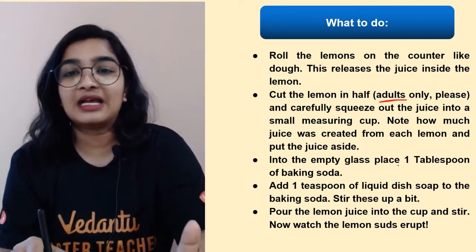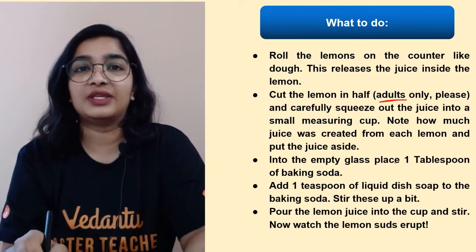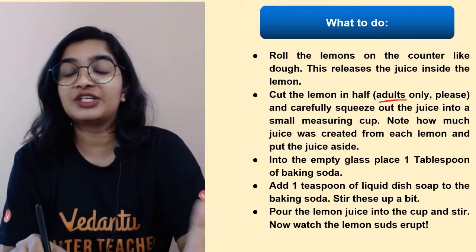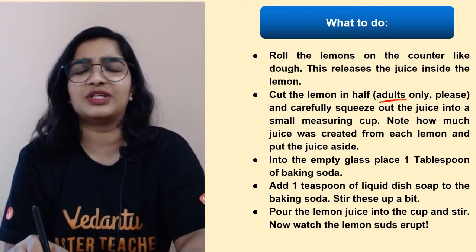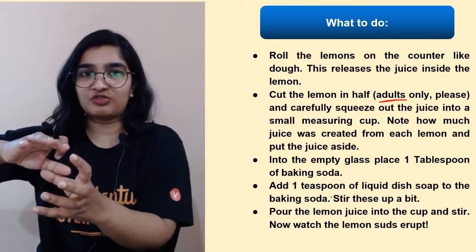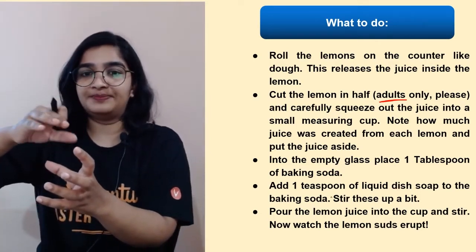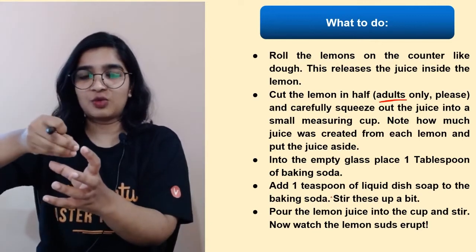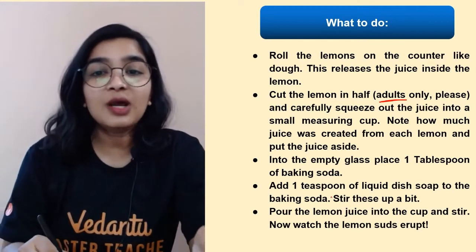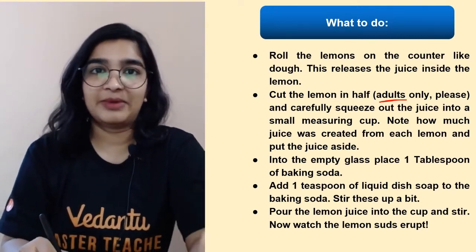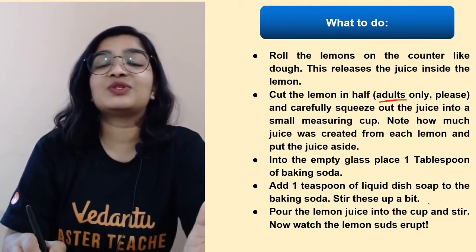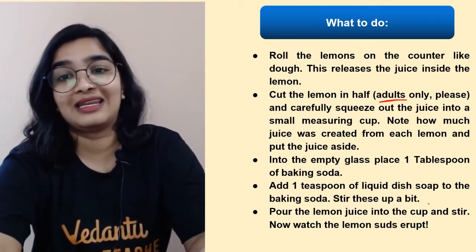In the empty glass, place 1 spoon of baking soda. Add 1 teaspoon of liquid dish soap. You might be wondering, why are we adding liquid dish soap? I'll tell you. So you have added one spoon of baking soda and then 1 spoon of dishwash. Mix it up. Now, these two are basic in nature, you agree? Okay. Now pour the lemon juice into the soap cup and stir.